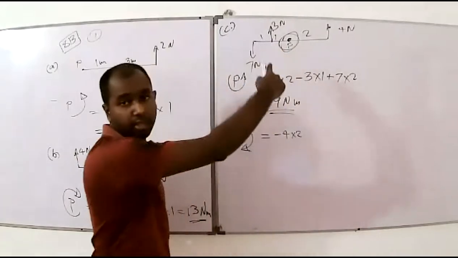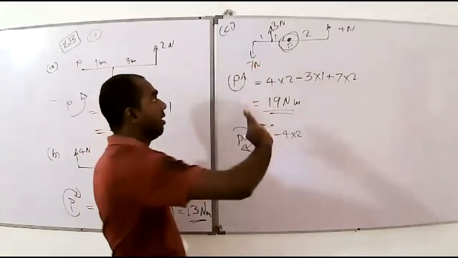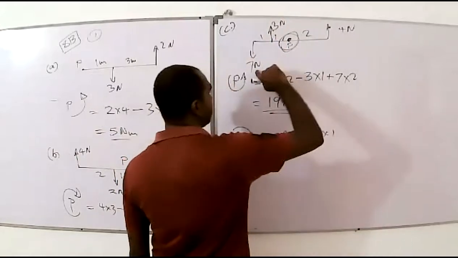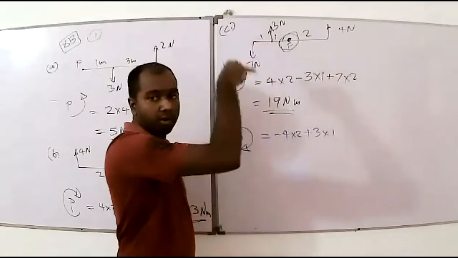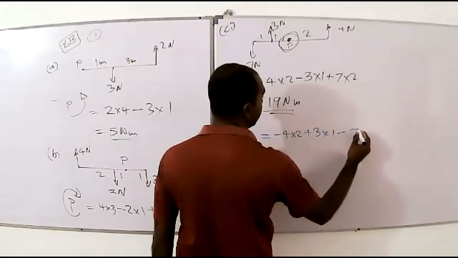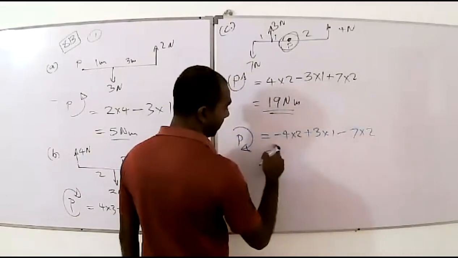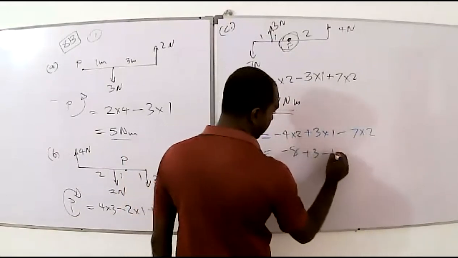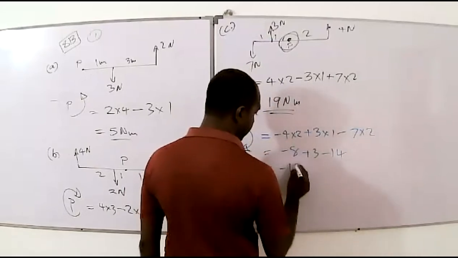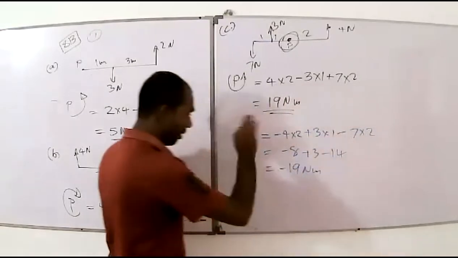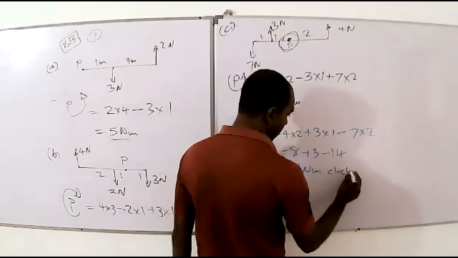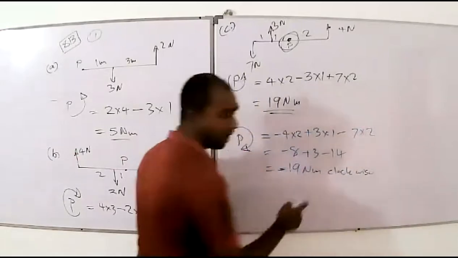What about the 3 Newtons here? It's in our direction, so you have to put plus 3 into 1. And what about this 7? It's also negative, so negative 7 into 2. So we have minus 8 plus 3 minus 14. So we have minus 19 Newton meters. So it is in the clockwise direction. It is negative 19 Newton meters.